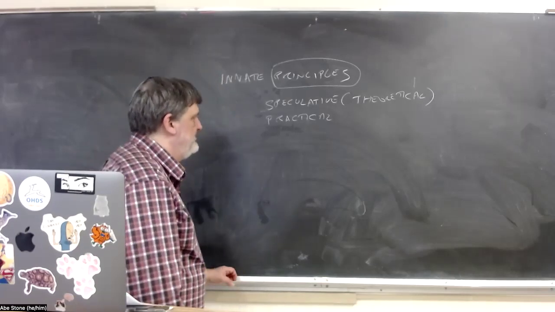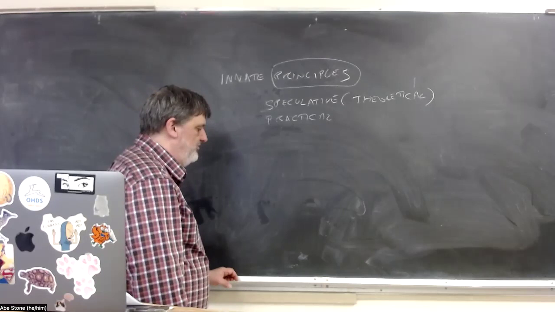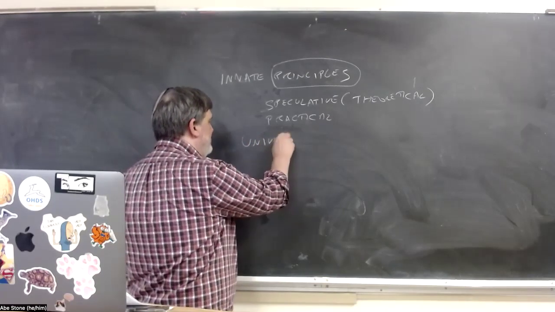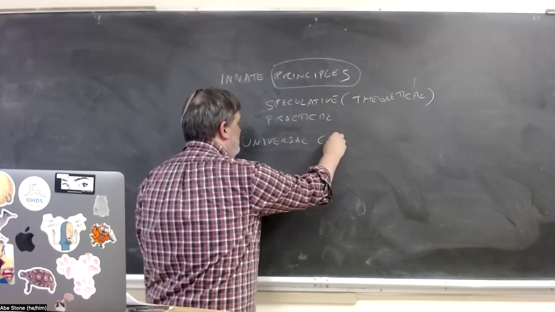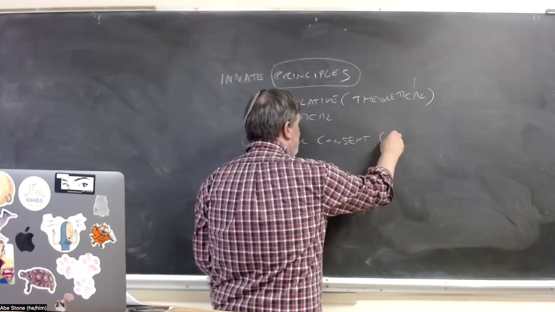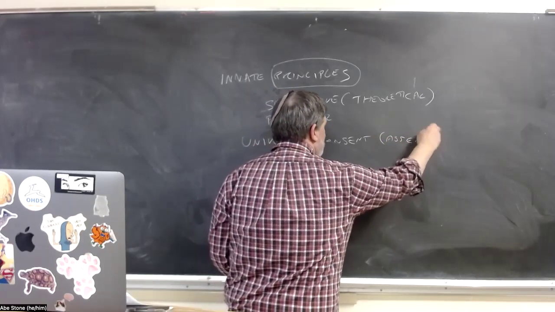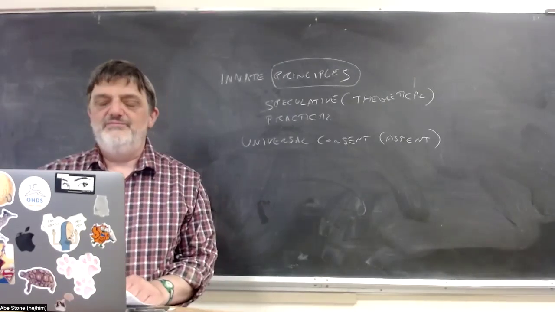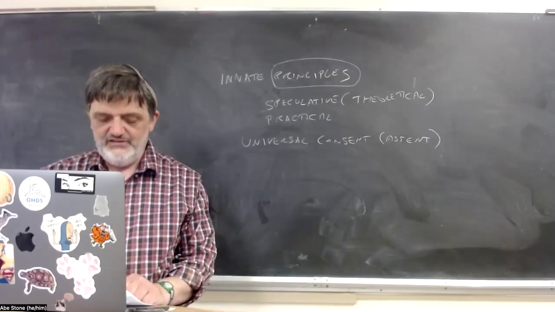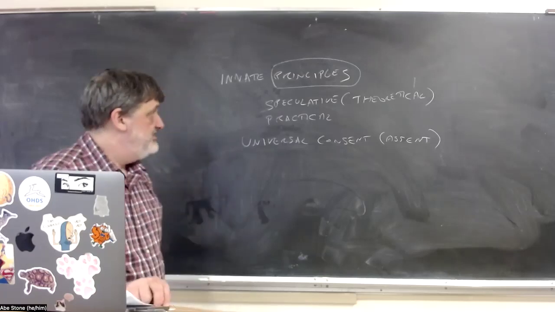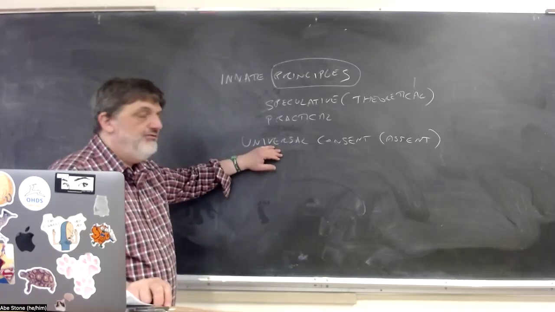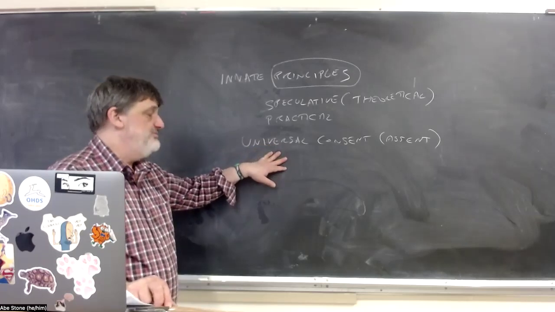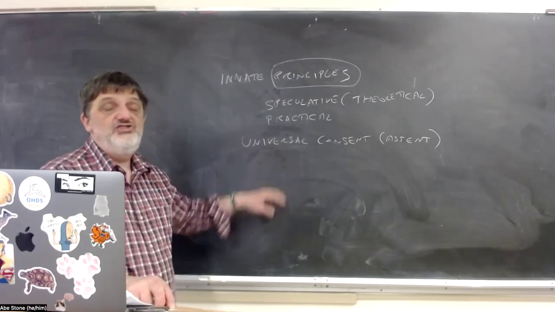So the argument is, first of all, the argument that his opponents make in favor of the innateness of the principles is universal consent. I think they're the same thing in this context, right? Everyone assents to them. And Locke says, sure enough, if they were innate, everyone would have to assent to them. He also says, just because everyone assented to them wouldn't show that they were innate.